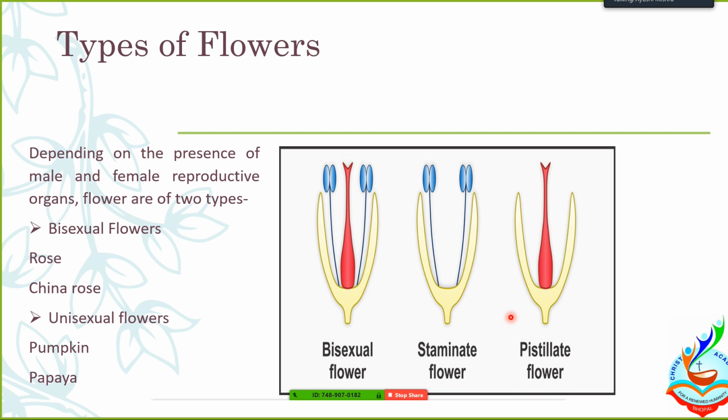Now unisexual, when a flower has either a male reproductive organ or a female reproductive organ. If the stamen is present in the flower, then this type of flower is called a staminate flower. They are also called unisexual flowers. And when the pistil is present in the flower, then they are called pistillate flowers or unisexual flowers. Examples of these types of flowers are papaya and maize. These both are unisexual flowers.